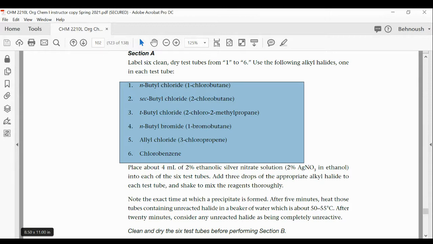1 and 4? 4, because it's bromo, and bromine is a better leaving group. So bromine is a better leaving group than chlorine. That's why 4 would be better. But a good leaving group is going to benefit both SN1 and SN2. So in either case, you have the advantage.